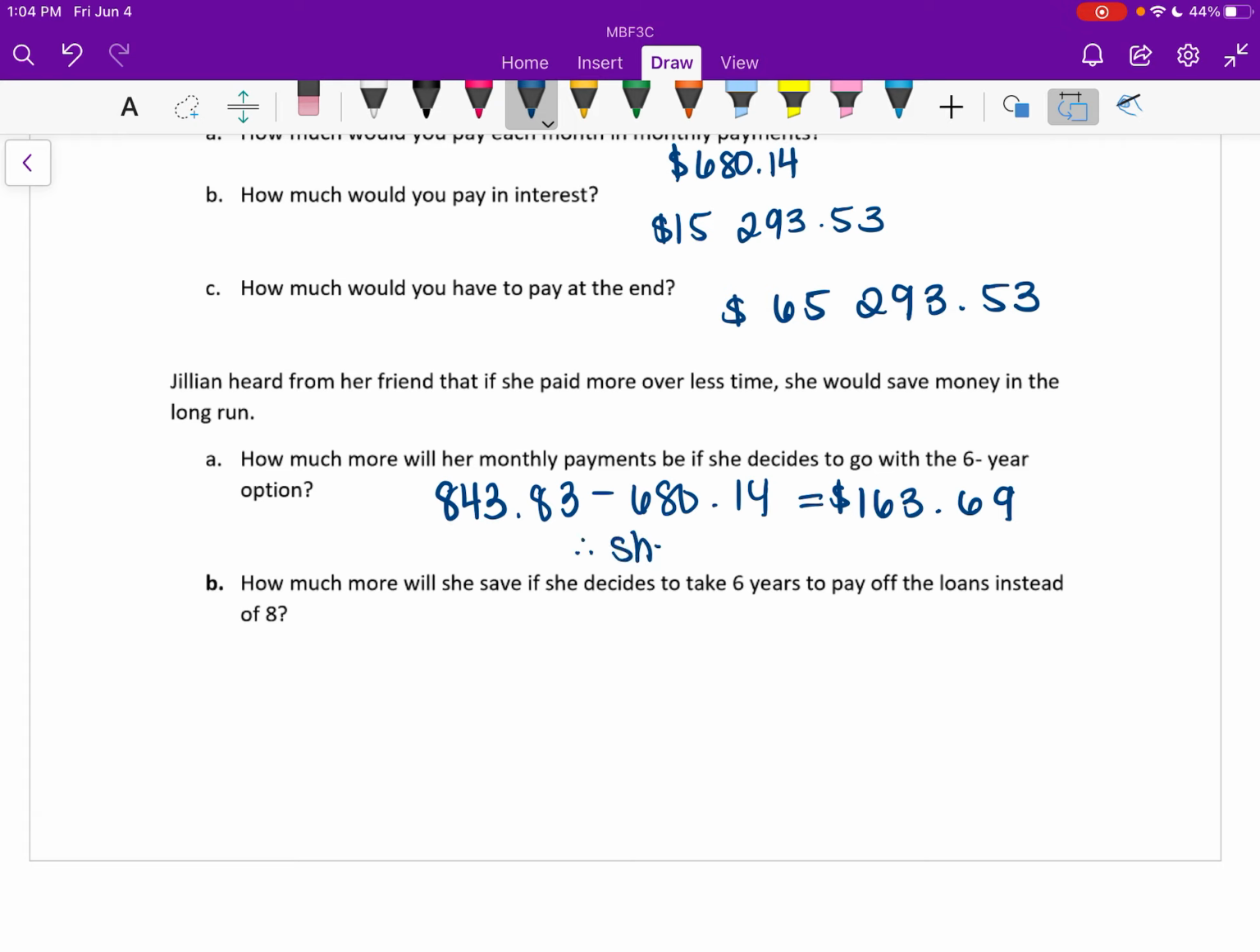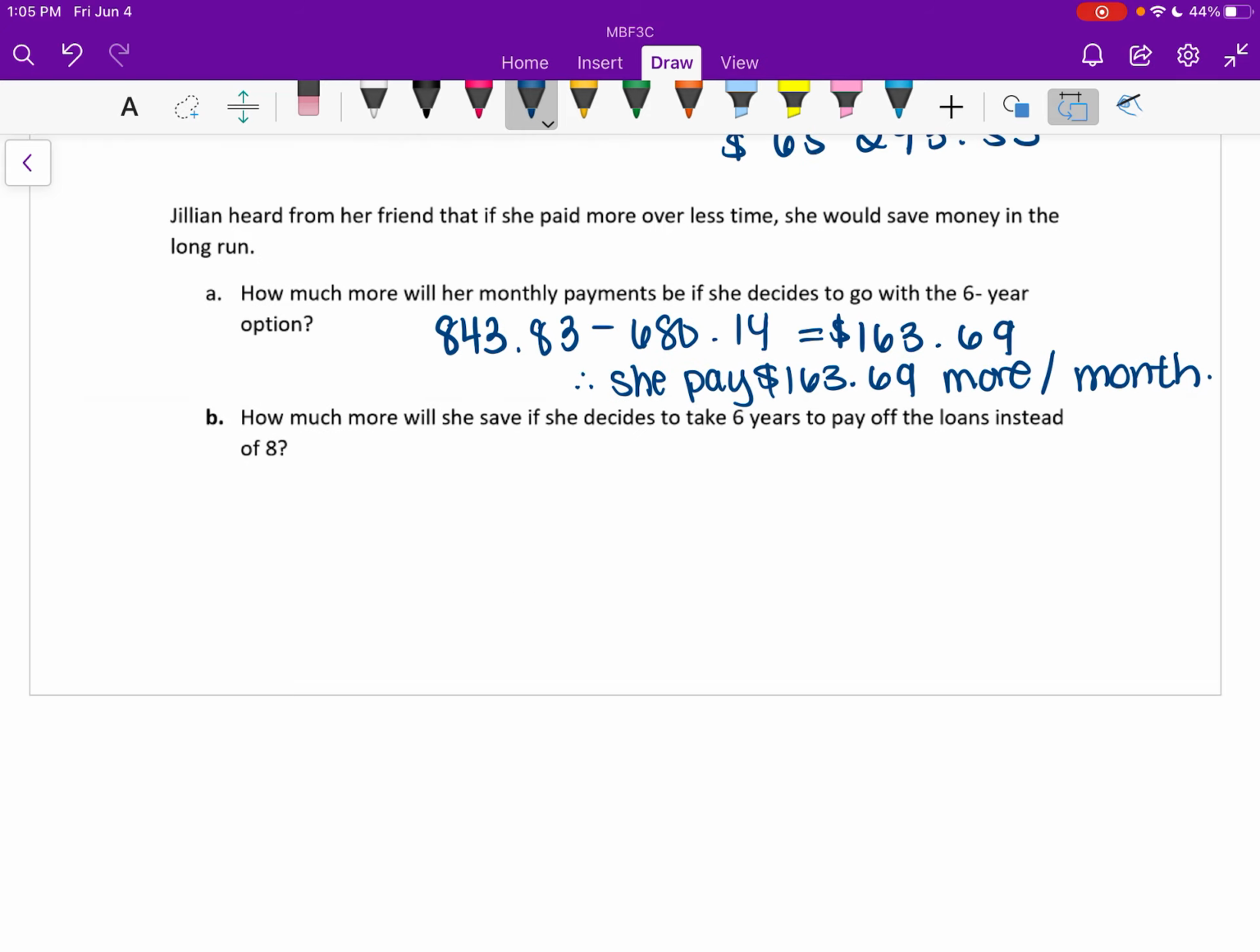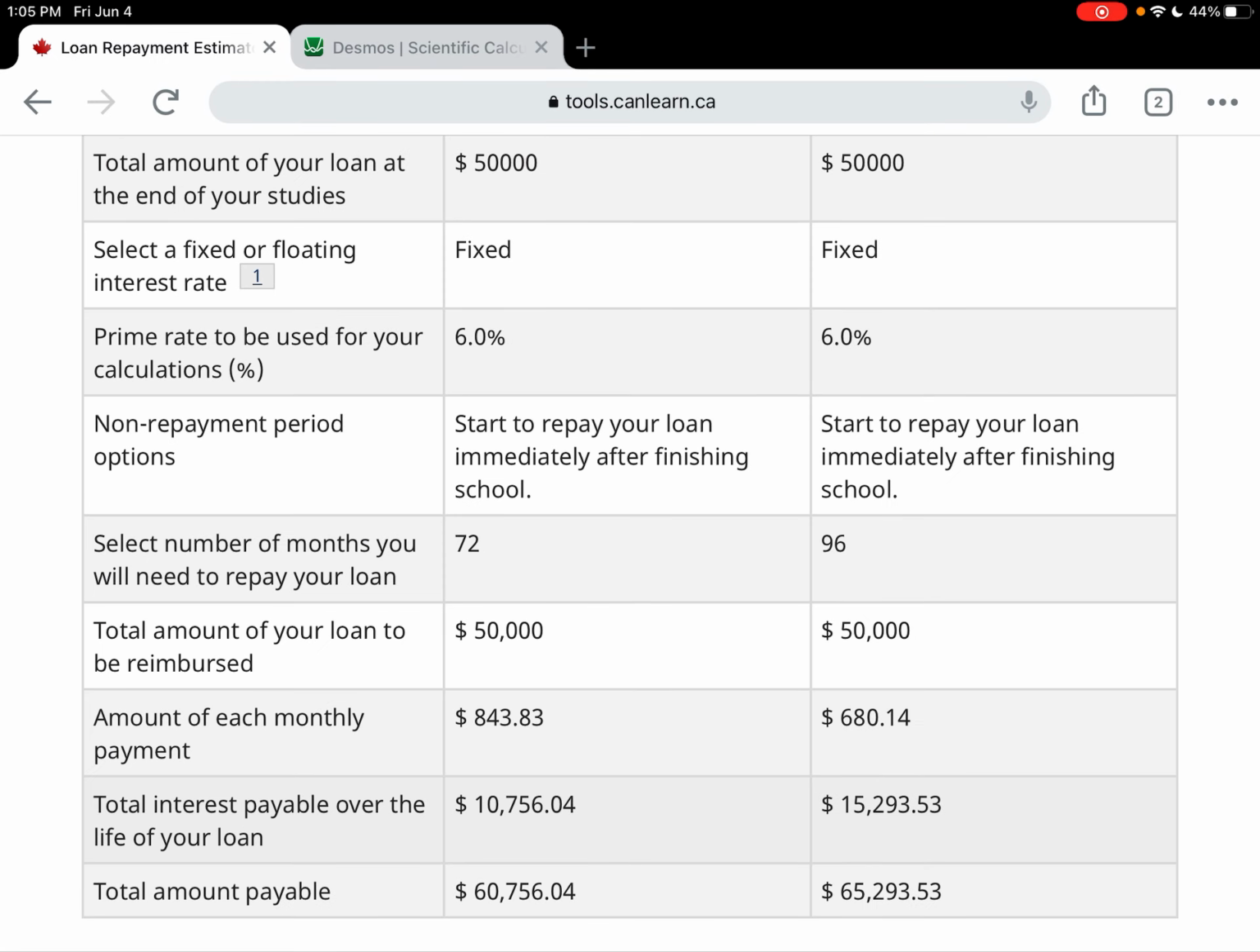Therefore, she pays more each month, but think of how much she saves instead of doing it over 6 years versus 8. So let's go look at her interest. So in 8 years, she pays an interest of $15,292, right? So that's how much her interest is going to cost her. In 6 years, she's paying $10,756.04, right? That's a lot of money that she's saving there.